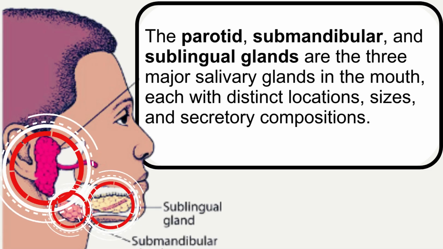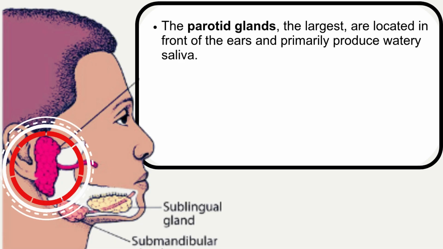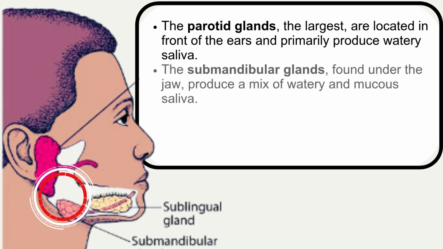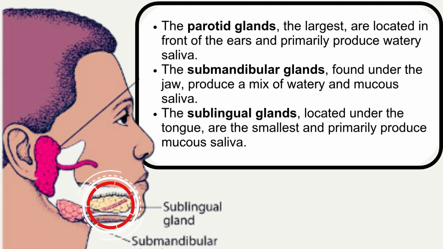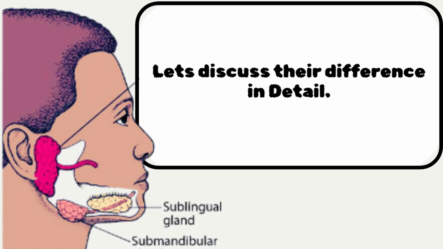and secretory compositions. The parotid glands are the largest salivary glands and are located in front of the ears, and primarily produce watery saliva. The submandibular glands are found under the jaw and produce a mix of watery and mucous saliva. The sublingual glands are located under the tongue. They are the smallest and primarily produce mucous saliva. Let's discuss their difference in detail.